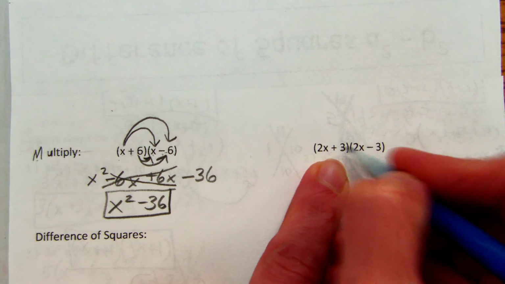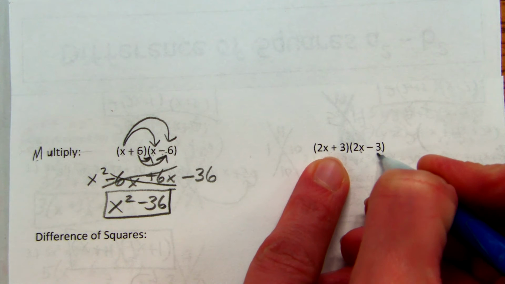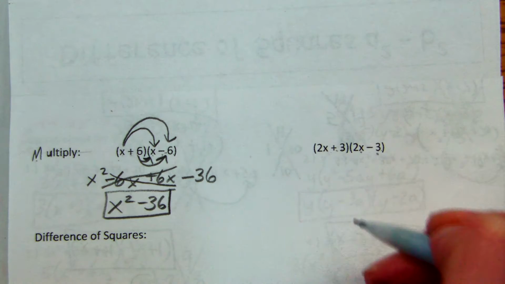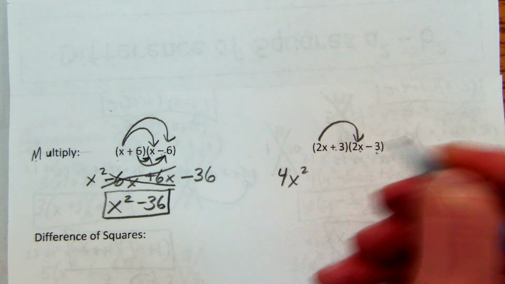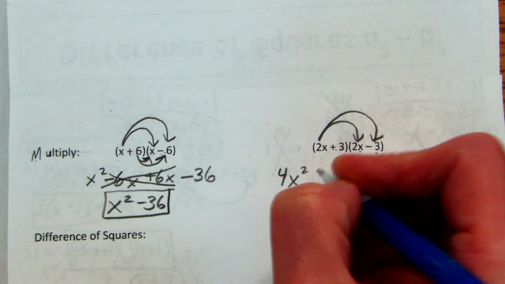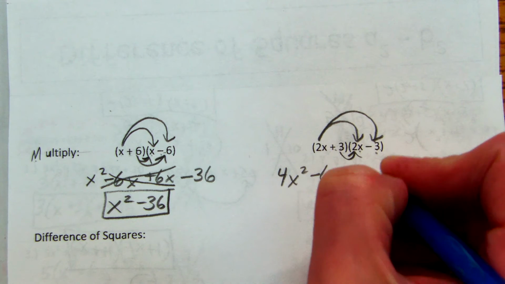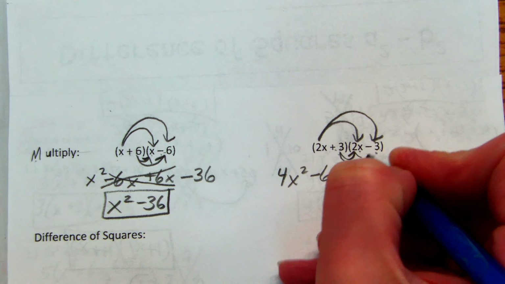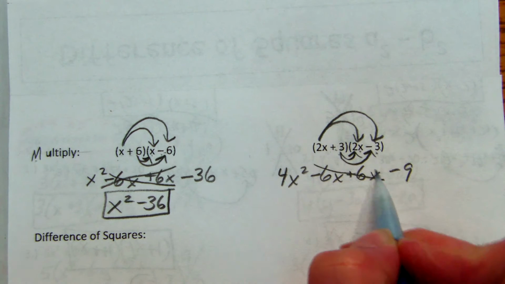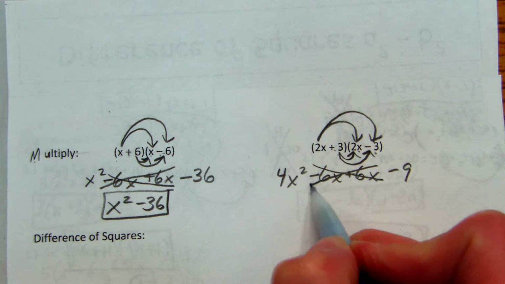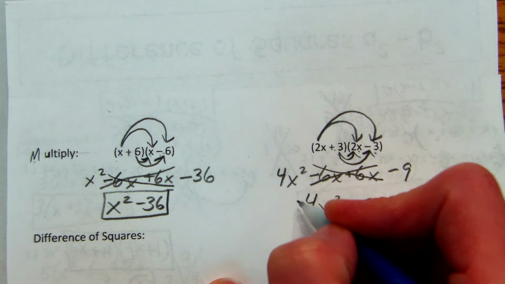So we have 2x plus 3 and 2x minus 3. The first terms are exactly the same. The second terms are the same except one has plus and one has minus. So when we multiply 2x times 2x, we get 4x squared. 2x times negative 3 is negative 6x. 3 times 2x is plus 6x. And then positive 3 times negative 3 is negative 9. So again, these middle terms cancel. They're not always 6's, but they will always cancel if you have this set up. And we get 4x squared minus 9.